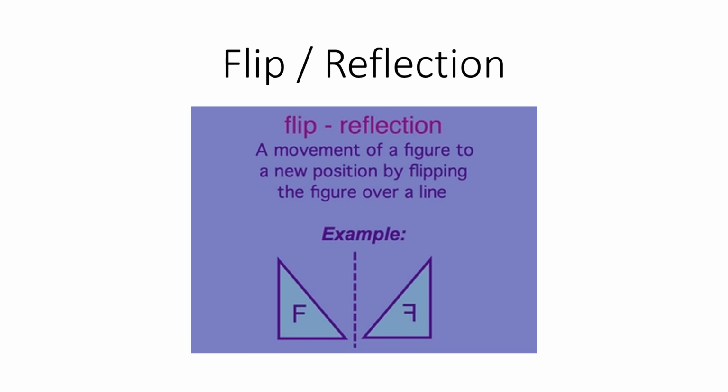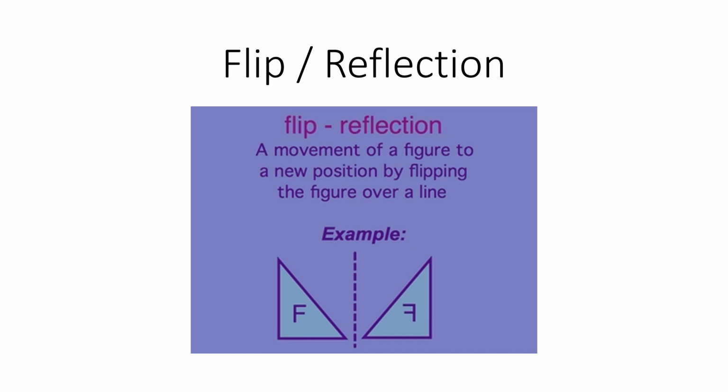So the next few lessons, we're going to talk about some, they're called transformations. So when you graph line segments or shapes on a graph, there are different things that you can do to those. You can manipulate those shapes. And the first transformation we're going to talk about is called a flip or a reflection.